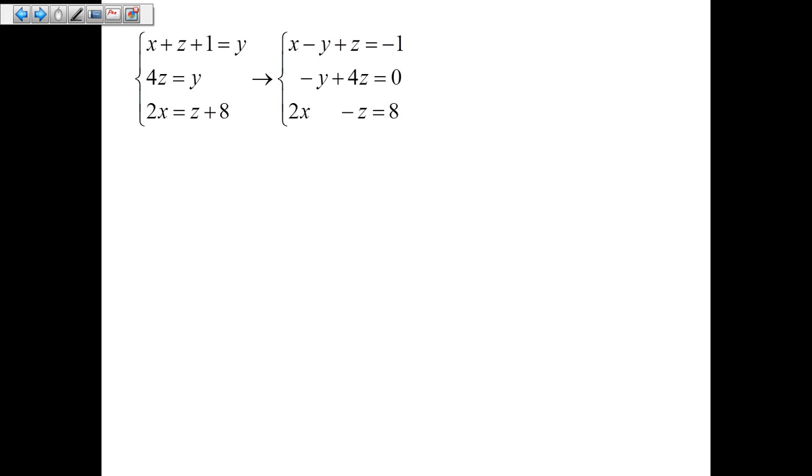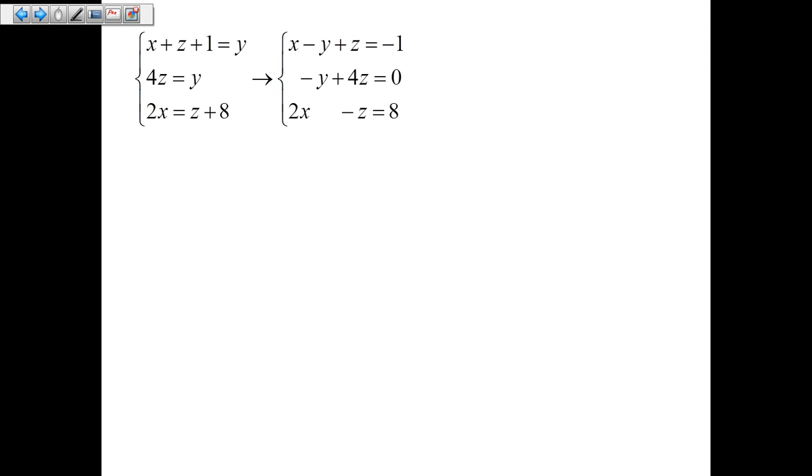Okay, let's try a bigger one. This is going to be our last example, and then you're going to have to try some of these. Again, make sure that everything is in standard form. Should be the x term plus or minus the y term plus or minus the z term equals a number. So I got to move the y over and I got to move the 1 over. I've got to move the y over in my second equation. Notice there's no x term. I'll show you how to deal with that in a second.